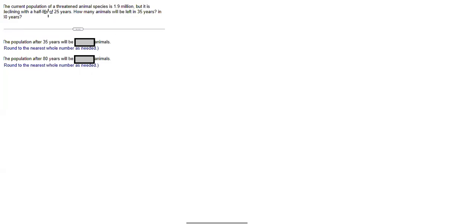Right, so the current population of a threatened animal species is 1.9 million, but it is declining with a half-life of 25 years. How many animals will be left in 35 years and then in 80 years? So looking at this problem, I see a couple of important things.